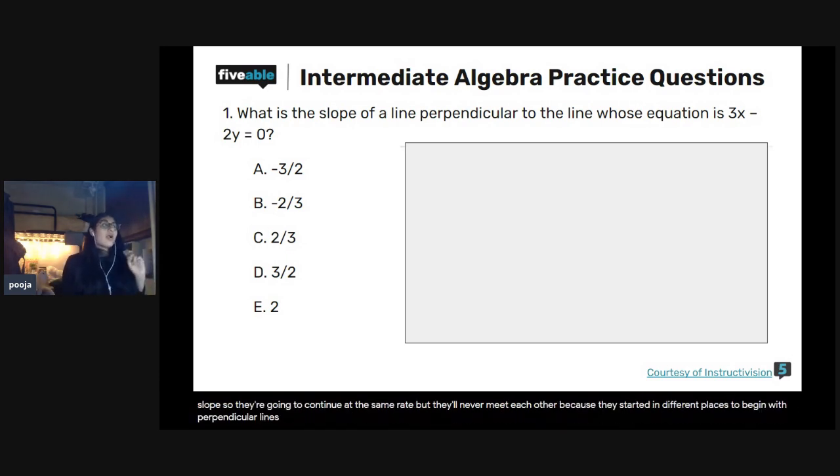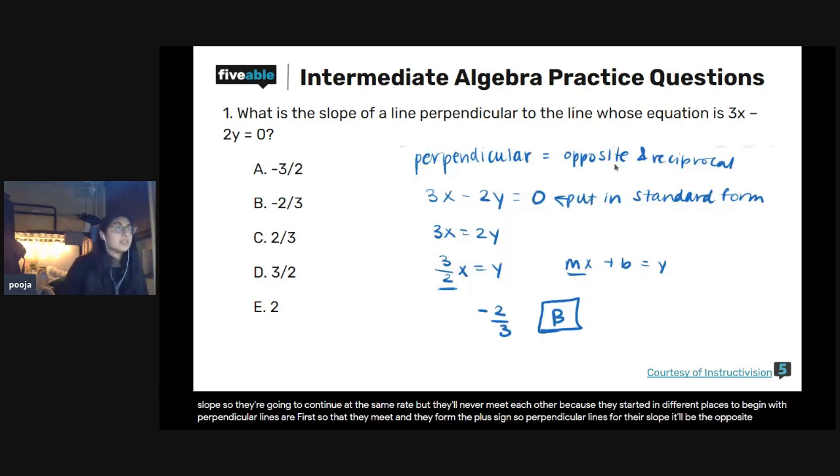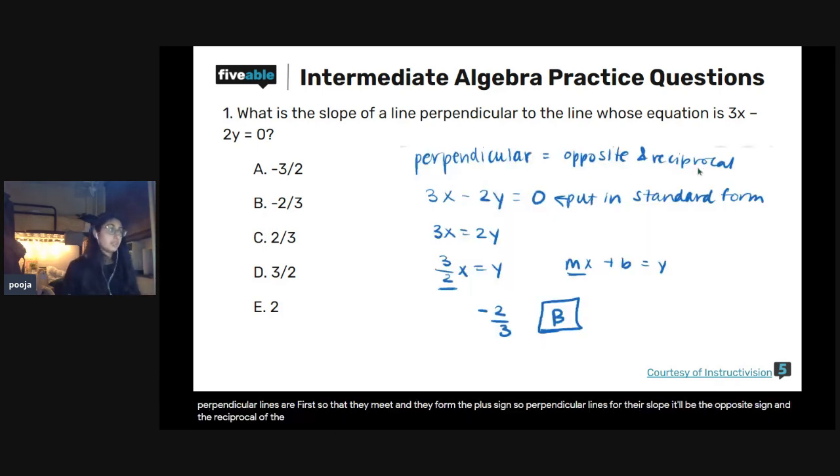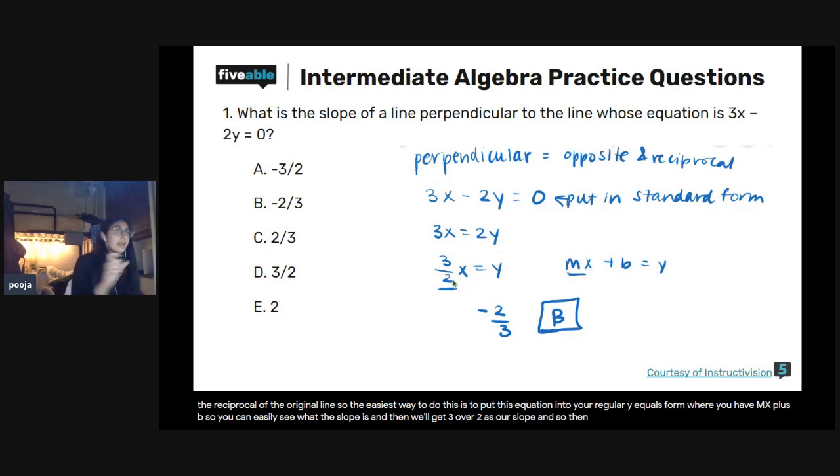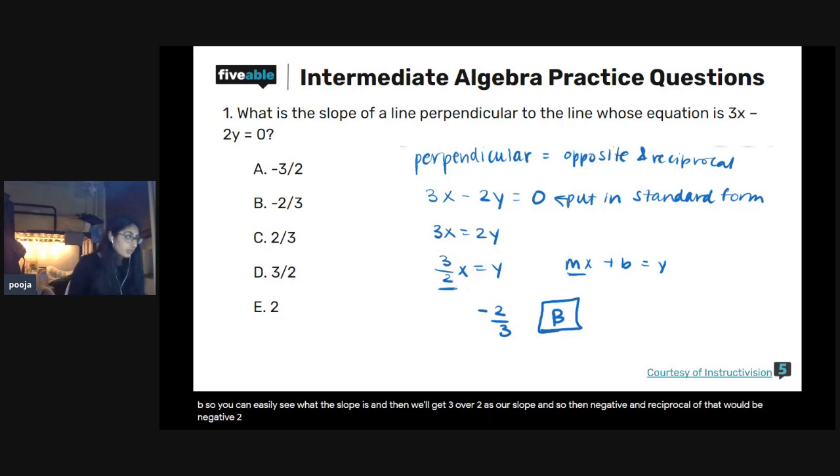Perpendicular lines are rotated on the axis so that they meet and they form the plus sign. So for perpendicular lines, the slope will be the opposite sign and the reciprocal of the original line. So the easiest way to do this is to put this equation into your regular y equals mx plus b form, so you can easily see what the slope is. And then we'll get 3 over 2 as our slope. And so the negative and reciprocal of that would be negative 2/3. So the answer here would be B. Does that make sense?